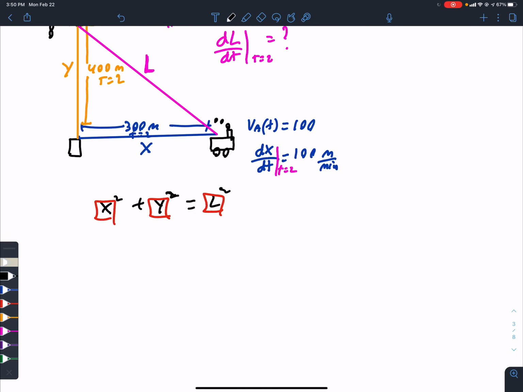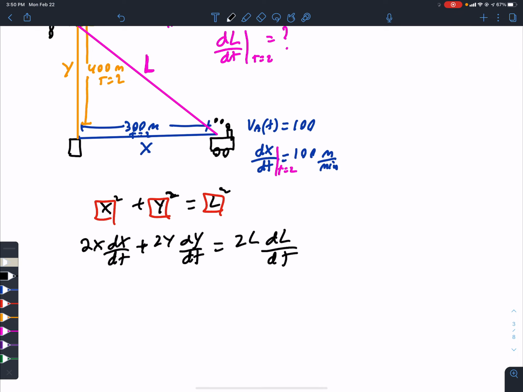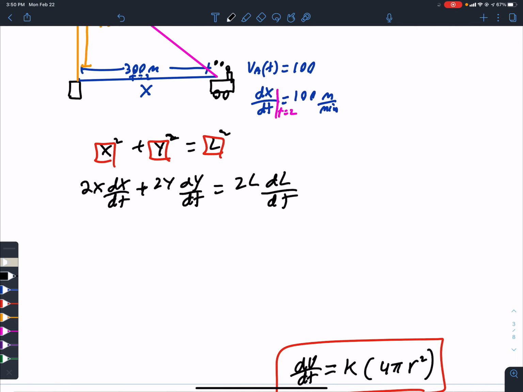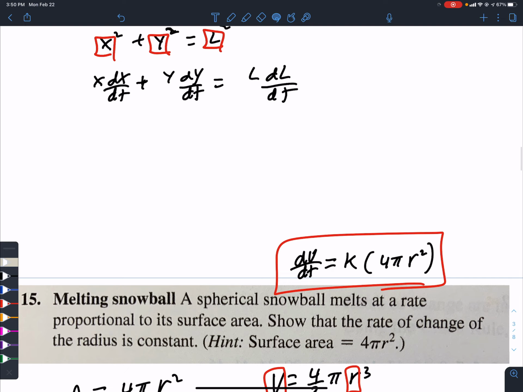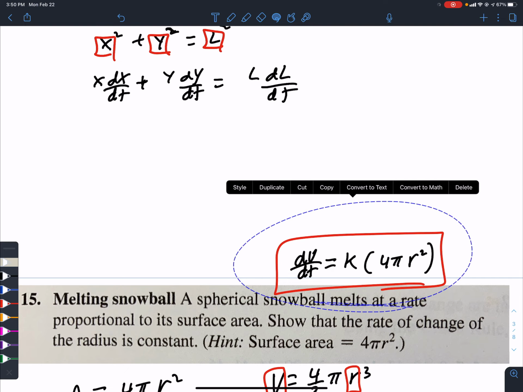What's the derivative of box squared? 2 box times the derivative of box. Same thing, derivative of box squared is 2 box times the derivative of box. Again, 2 box times the derivative of box. Well, I'm going to divide everything by 2. And if I do that, 2 divided by 2 is 1, 2 divided by 2 is 1, 2 divided by 2 is 1. All those are gone, nicely. I've got to create some space here. Let me erase that.